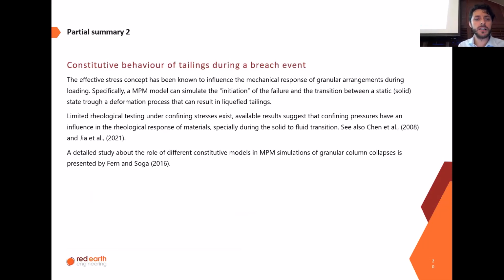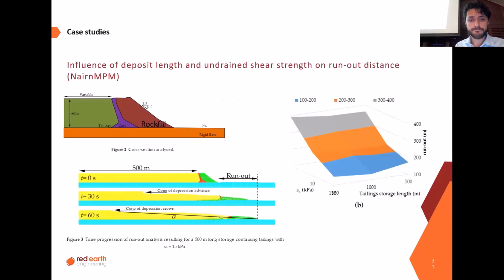Okay, so I want to make another pause here to summarize what we had just discussed. The effective stress concept has been known to have influence to the mechanical response of granular arrangements during loading. Specifically, an MPM model can simulate the initiation of a failure in the transition between static, solid state through a deformation process that can result in liquefied tailings. Limited rheological testing under confining stresses exist. Available results suggest that the confining pressures have an influence in the rheological response of materials, especially during the solid to fluid transition. A detailed study about the role of different constitutive models in MPM simulations of granular column collapses is presented by Fern and Soga, 2016.